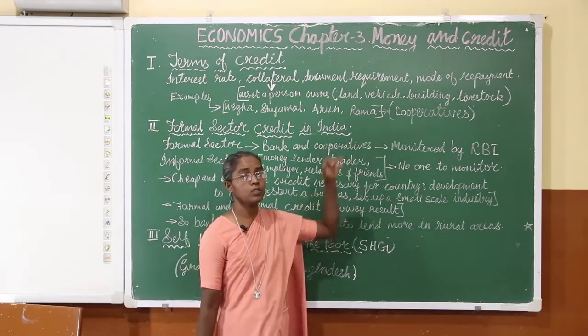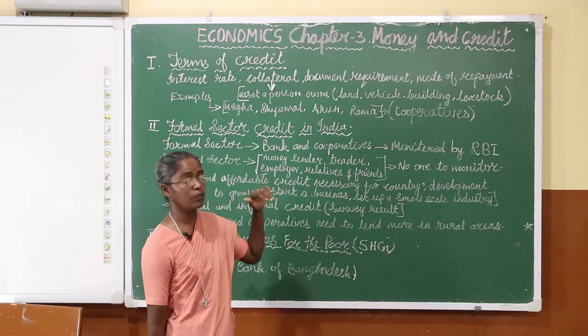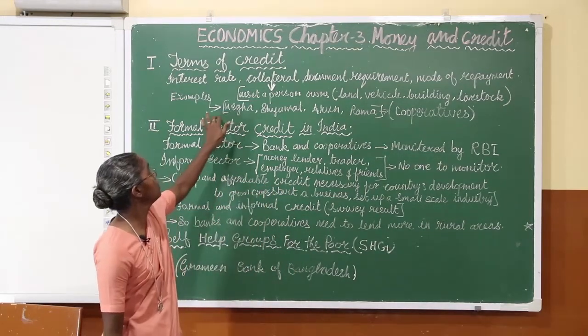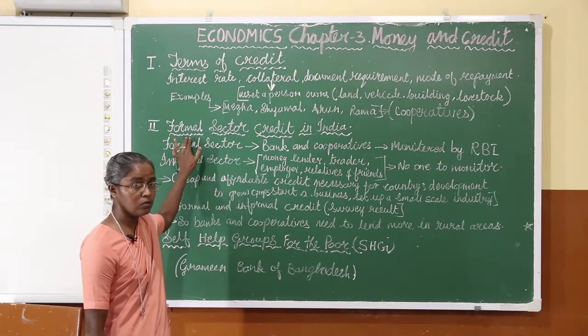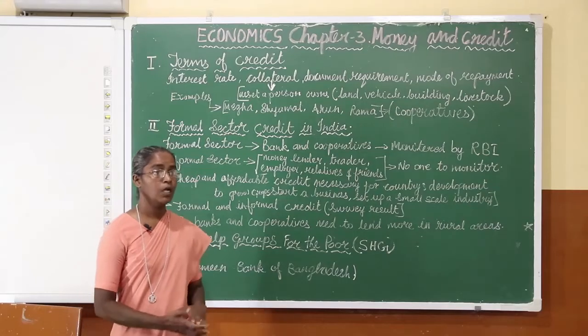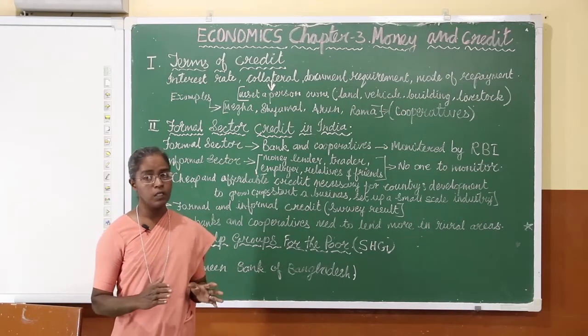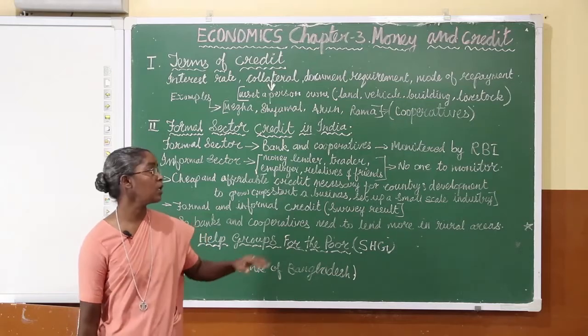So cooperatives are one of the good sources where people are getting credit to help themselves. Okay, now this is all about terms of credit. Now the second thing we are going to study is formal sector credit in India. When we speak about formal sector credit in India, there is also informal sector credit.